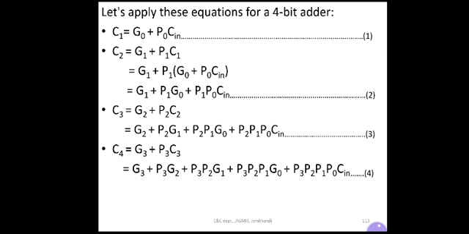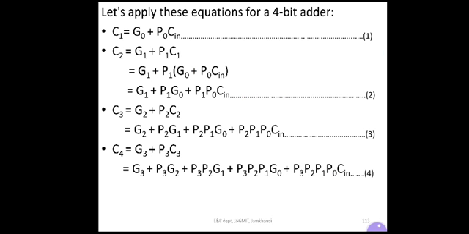Now already we have calculated C1, so substitute the value of C1. C1 value is G0 plus P0 into Cin. That's why the equation becomes C2 equals G1 plus P1 G0 plus P1 P0 Cin. This is equation number 2.